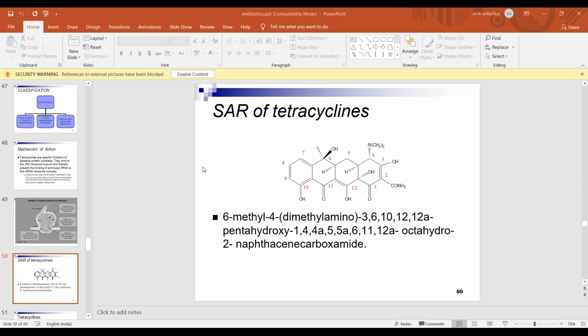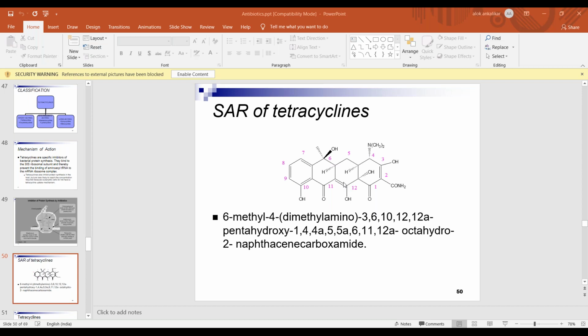You can see the name of it. It is 6-methyl 4-dimethylamino 3, 6, 10, 12, 12A pentahydroxy, 1,4,4A, 5,5A, 6,11,12A octahydro 2-naphthacene carboxamide. These numbers which you see are of the places where there is either substitution, like for example, there is substitution at the first carbon, there is substitution at the fourth carbon, or they are the places where the fusion of the rings has happened. So this is the IUPAC nomenclature of this tetracycline ring system.